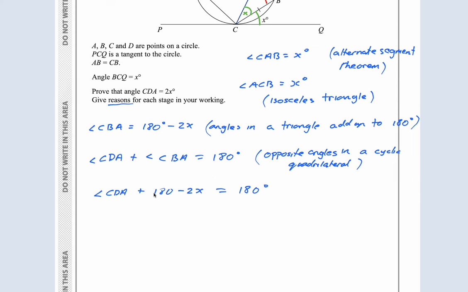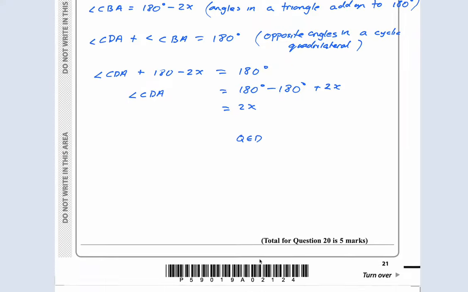Then by solving this equation, angle CDA equals 180 degrees minus 180 plus the 2x, which equals 2x, which is what they wanted us to show. I'm going to write QED, which means I've shown what they wanted me to show. Done. So obviously, guys, not an easy question.